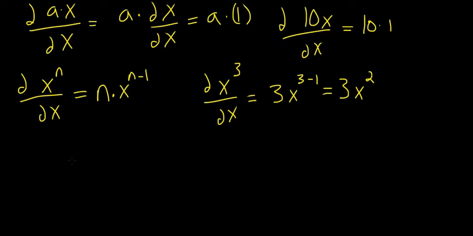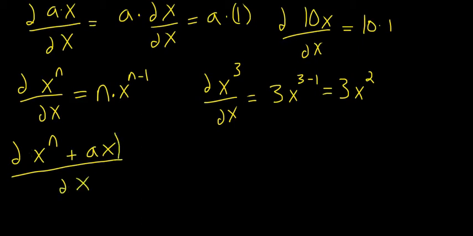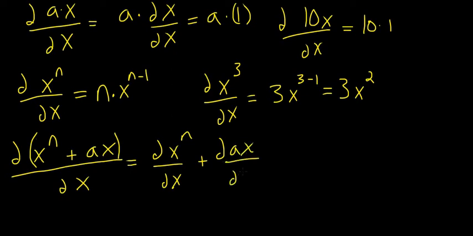The next rule is that when we're dealing with a sum or a difference, meaning when I'm adding or subtracting two parts of something, like if I have x to the n plus ax, and I'm taking the derivative of the entire thing with respect to x, so I'm taking the derivative of this whole sum, then that is equal to me taking the derivative of the first part with respect to x and adding separately the derivative of the second part with respect to x.